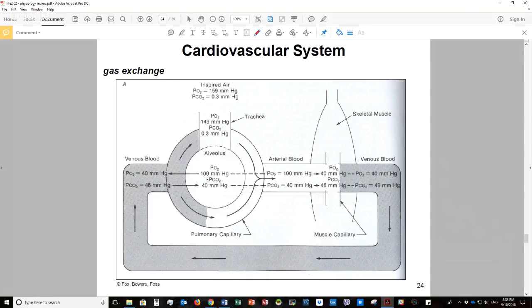This is just showing what we talked about already, but in a more simple diagram. When we breathe air in, the inspired air, we've got a lot of oxygen. These are partial pressures: a lot of oxygen, not very much CO2. That comes into the lungs. This is supposed to be the trachea. This is in one alveolus. And you can see the blood coming in, this venous blood.